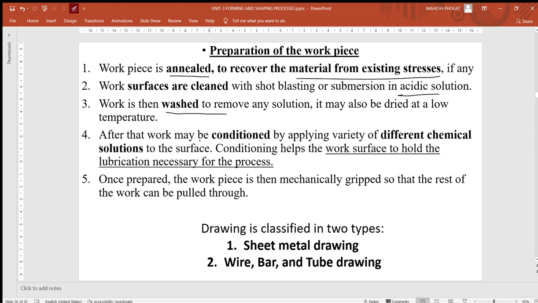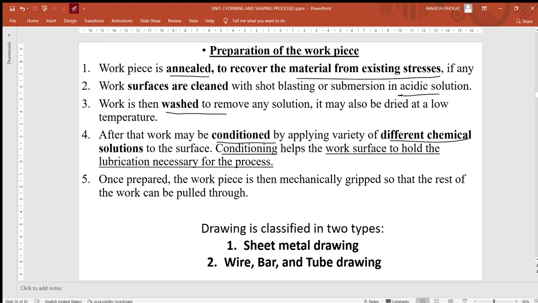And then you can condition. The conditioning is to be done with the help of different chemical solutions on the surface. Why is conditioning done? So that the work surface holds your lubrication. If you are going for any kind of process in which lubrication is required, then that lubrication sticks on the surface for that process. You can carry out the conditioning operation also.